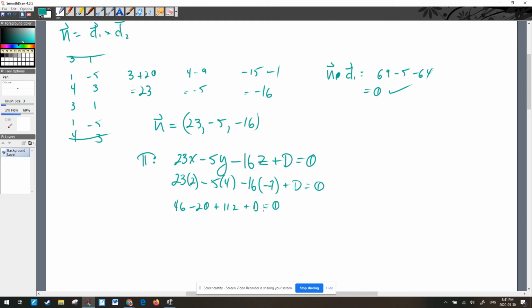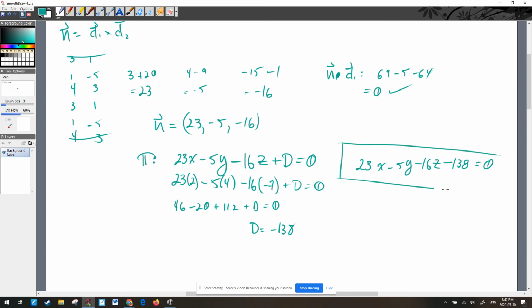Goodness, I'm going to have to get a calculator here. I think maybe so. That's 26, so that's 138. So I think d equals negative 138. Now, I might have made a mistake along the way. However, the general rule then is going to be 23x minus 5y minus 16z minus 138 equals 0. And that, ladies, gentlemen, and Jad, is the equation of that plane.